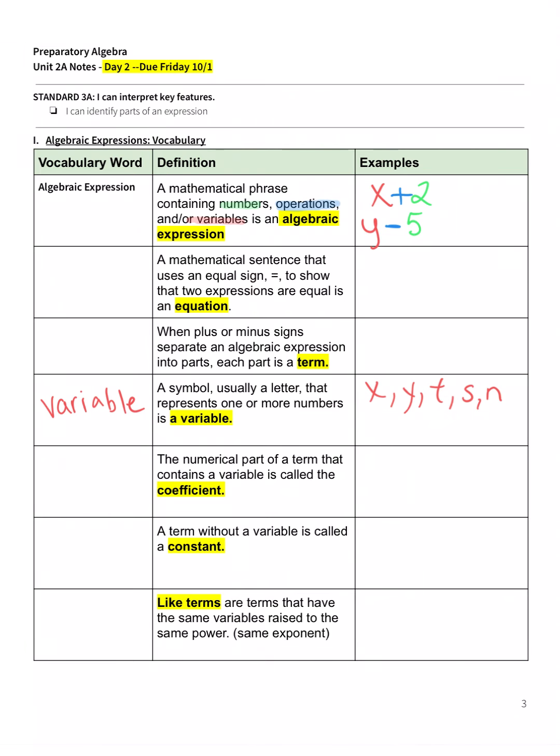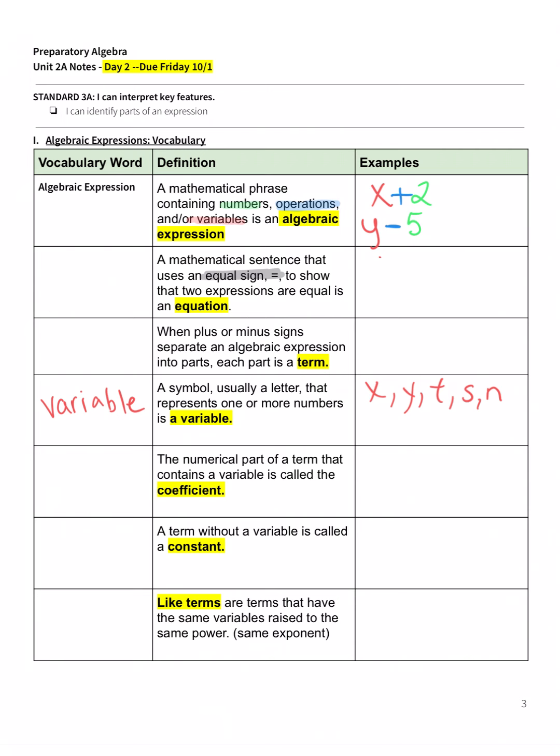Now, if we go down to our next one, we have something very similar, an equation. And that's a mathematical sentence that uses an equal sign to show that two equations or expressions are equal. Weird, equal sign, equal. So it has this equal sign. That's the important part. What makes something an equation is it has an equal sign. So the difference between an expression and an equation is this equal sign.